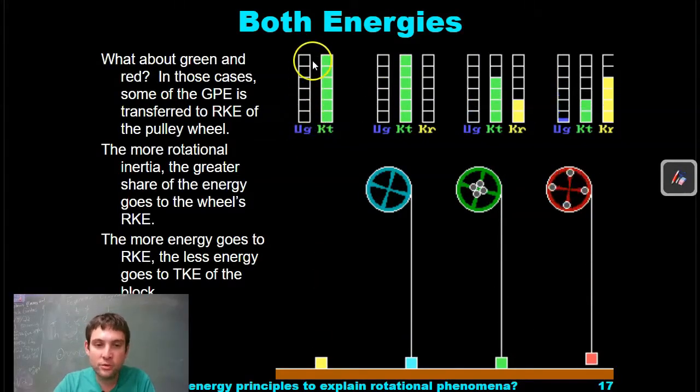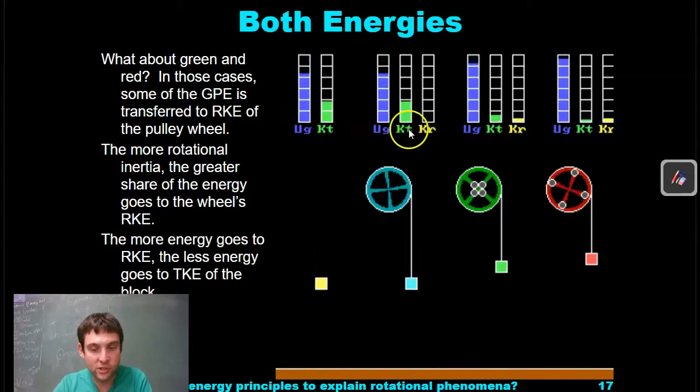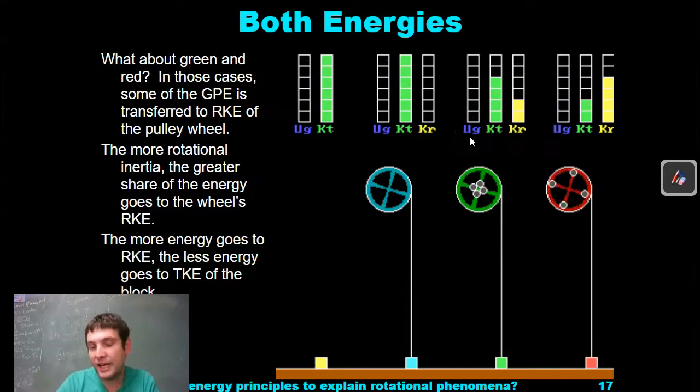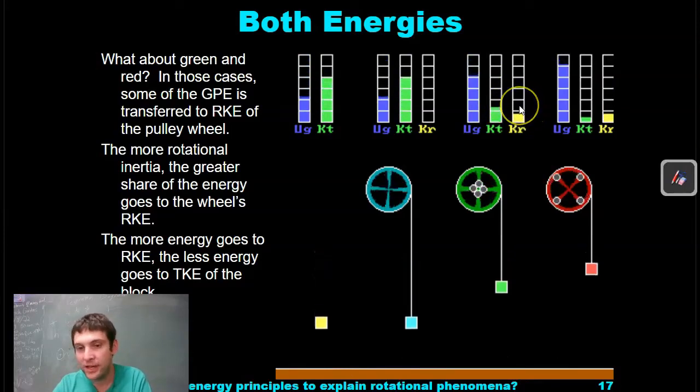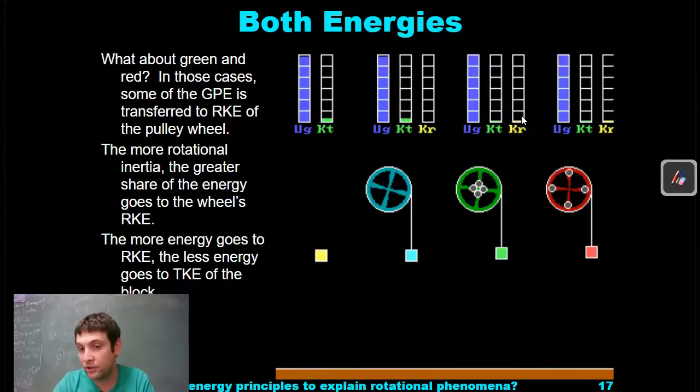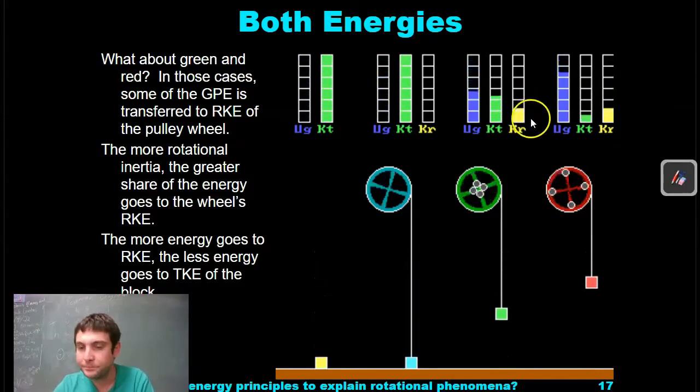If all of the energy goes into the translational kinetic energy, then there's none left over for rotational kinetic energy, which is what happens with the blue. In the green, some of that energy is going to be taken away from our translational kinetic energy and given to the rotational kinetic energy. If we add up all of these blocks, 1, 2, 3, 4, plus 1, 2, we still have 6, the same 6 joules that we started off with, if you want to call it that.